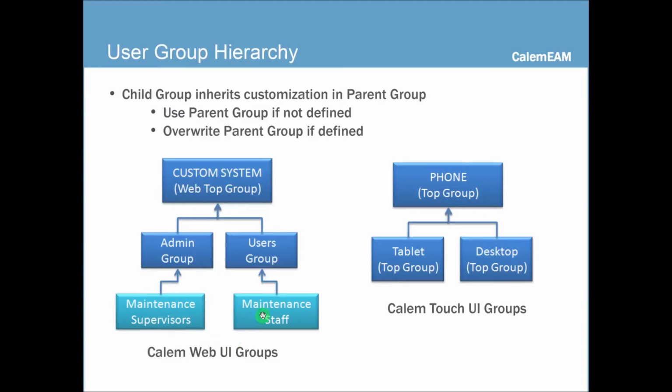For web UI, the top group is custom system. That's your system customization. And you can have a subgroup, admin, and users. Then you can have your own maintenance supervisors as a child group of the admin group, and your maintenance staff as a child group of the user group. For Calem Touch, the top group is a phone. You can then have a tablet top group and a desktop top group. You can add your own custom groups below tablet, desktop, or phone.